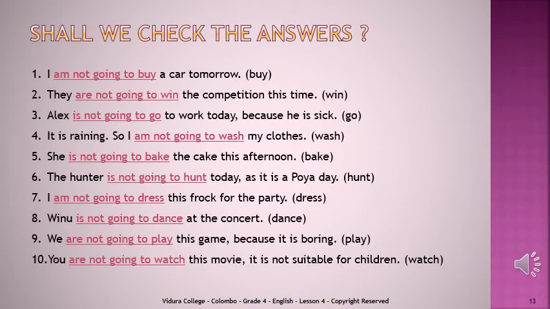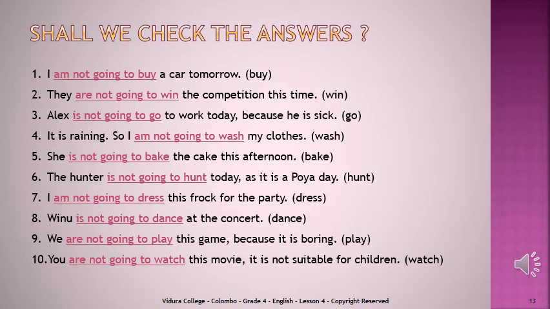Shall we check the answers? First one, I am not going to buy a car tomorrow. Second one, they are not going to win the competition this time. Third one, Alex is not going to go to work today because he is sick. Fourth one, it is raining, so I am not going to wash my clothes. Fifth one, she is not going to bake the cake this afternoon.